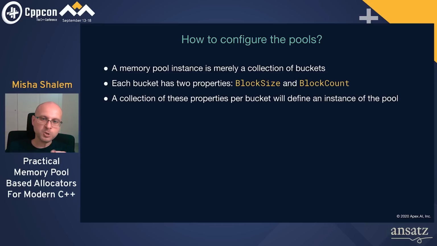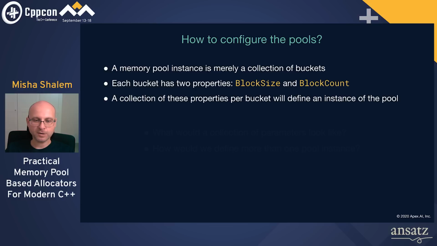Now, what is a memory pool? It's just a collection of buckets actually, and each bucket has 2 properties, right? Block size and block count. It can also have alignment and other things, but in our example, it's only block size and block count. So a collection of these properties per bucket will actually define an instance of the pool.